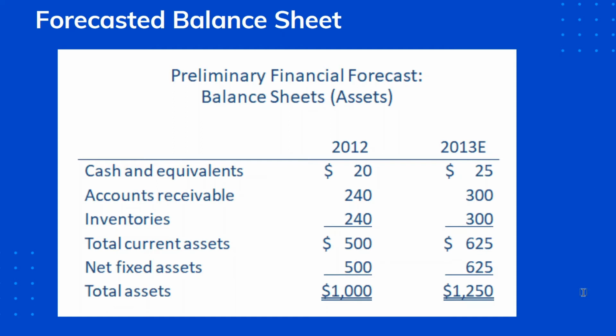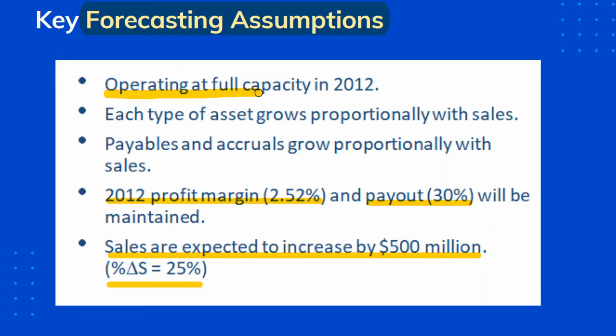Next process is to forecast the amount of the assets that the firm must invest to support an increase in sales. We're going to forecast into 2013. We assume that the firm is operating at full capacity. We also assume that each type of the assets will grow proportionately with an increase in sales. So we expect to sell more in 2013. We must invest more in the assets in 2013.